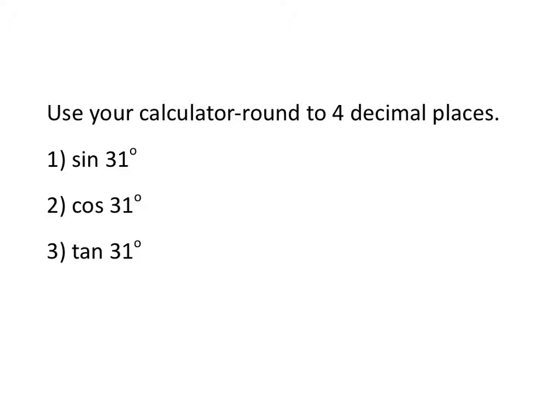Let's type in number 1. Please type in sine of 31 degrees. When you click sine, you'll see sine with a parenthesis come up, and then you'll type in 31 and close the parenthesis. Rounding to 4 decimal places, you should get 0.5150. Now let's try cosine of 31 degrees. You'll type in cos, and it'll show a parenthesis. You'll type in 31 and close the parenthesis. Rounded to 4 decimal places, that should give you 0.8572.